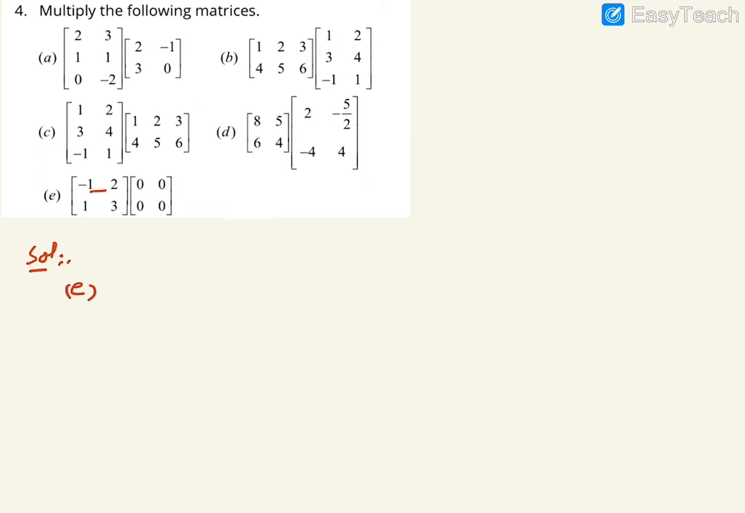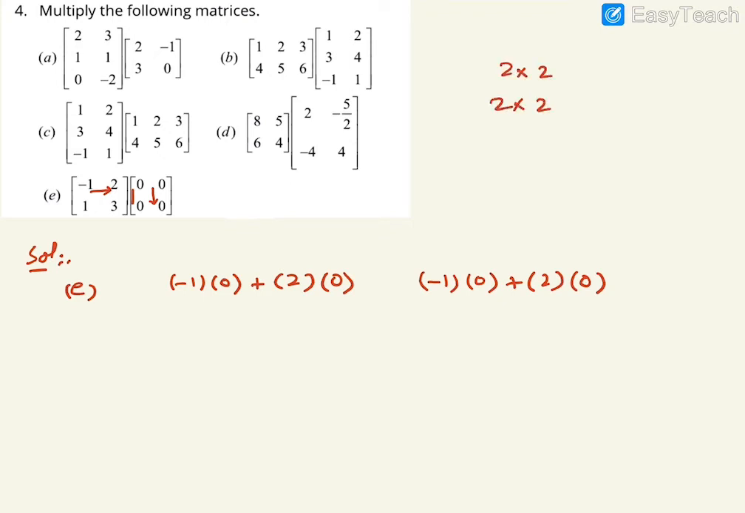E is equal to, this row will multiply with this column, minus 1 into 0 plus 2 times 0. Again this row will multiply with this column, minus 1 into 0 plus 2 into 0. Remember, the order of the first matrix is 2 into 2 and the second matrix is also 2 into 2. So multiplication is possible, and we must maintain this order for multiplication. So second row will multiply with first column and second column. Elements are 1 and 3. Right here 1, 3, 1 and 3. Column elements just copy from above.